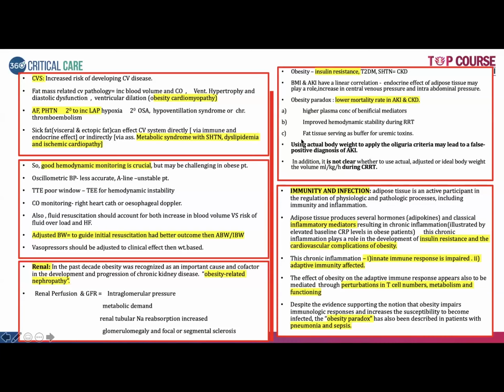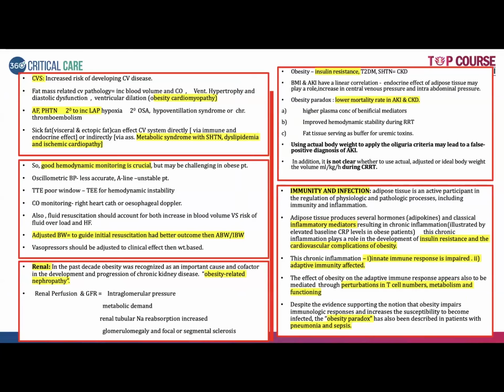But the difficulty we might face in patients with AKI is that the criteria that we apply, that is the oliguria criteria and all that, can be falsely positive in these patients, because there is no ideal mention of which body weight we need to follow. Also, in addition, during CRRT, whether the dose of CRRT is based on actual, adjusted or ideal body weight has no mention. So this is a gap in the guidelines as well. There's no recommendation for obesity.